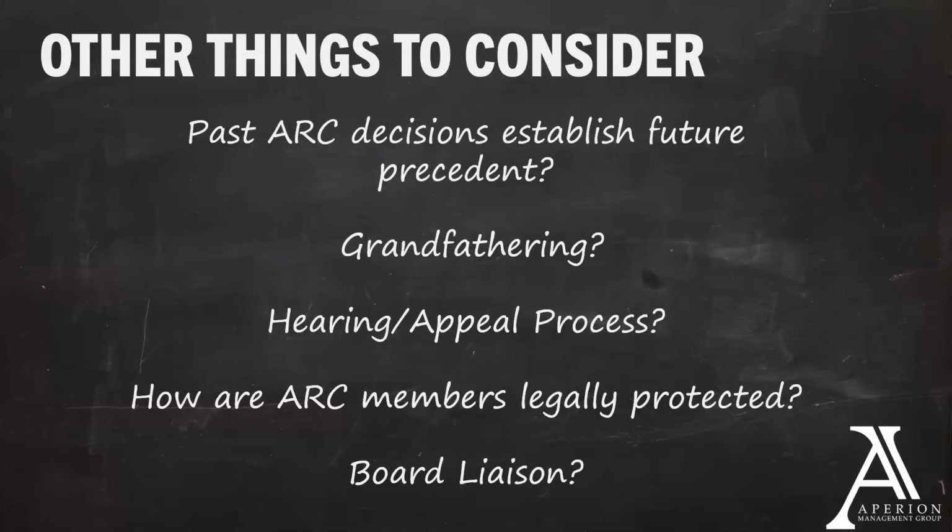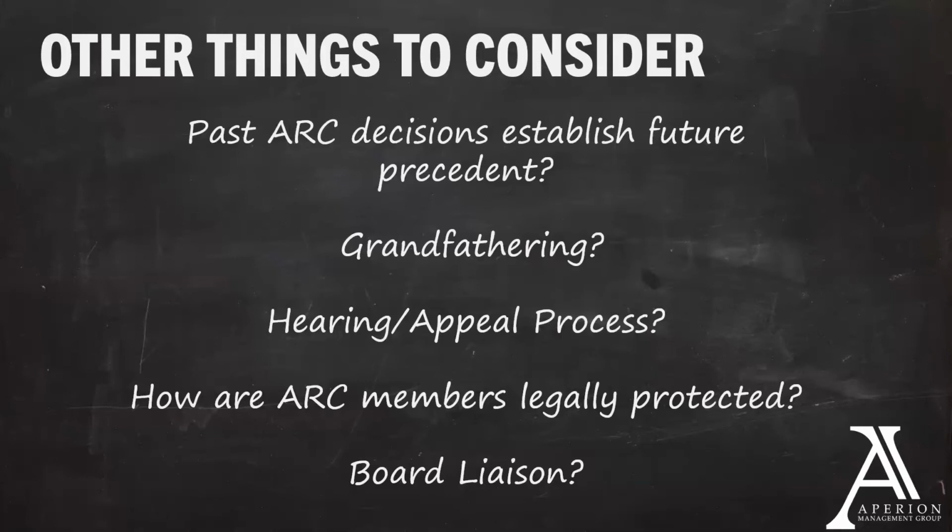So what happens when an owner gets a denial and really does not agree with the ARC's decision on a particular matter and says, I want an appeal, I want a hearing, I want to take this up the chain, and I feel that the ARC is wrong in this case, and I have a right to an appeal. That is certainly something that's going to be built into your governing documents as far as hearing and appeals.